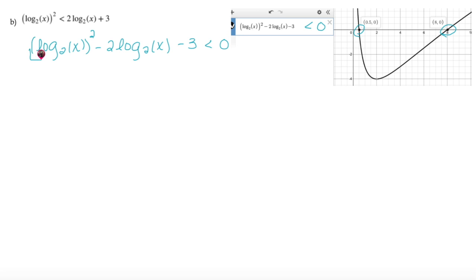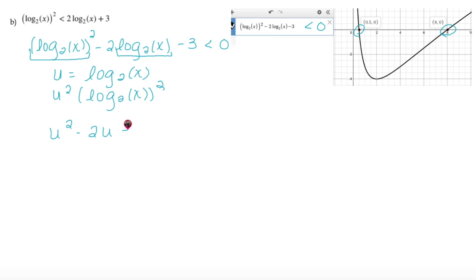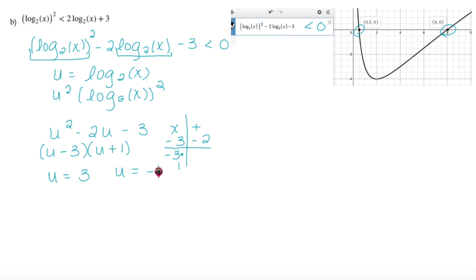Notice that log base 2 of x is acting in a way like a quadratic. So let's let u equal log base 2 of x. And if we square both sides, notice we get exactly what we have. So I could say that this is u squared minus 2 times u minus 3. I could easily factor: what multiplies to negative 3 and adds to negative 2? Negative 3 times 1. So u minus 3 times u plus 1. When I solve them, I'll have u is equal to positive 3 and u is equal to negative 1.